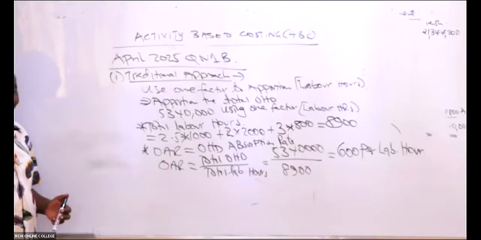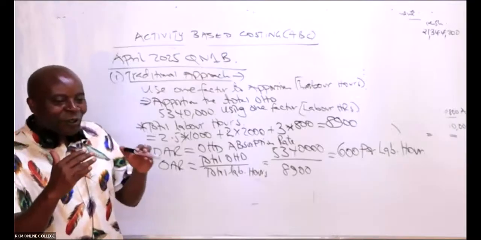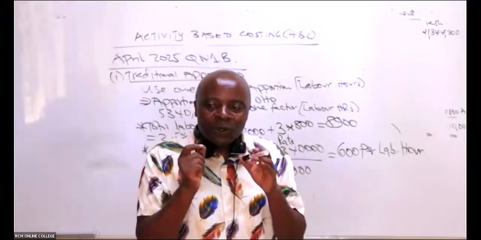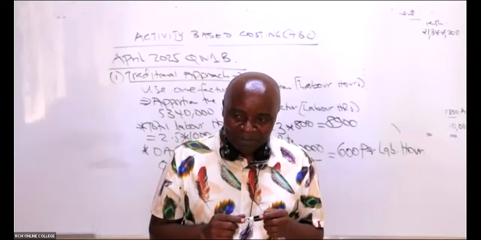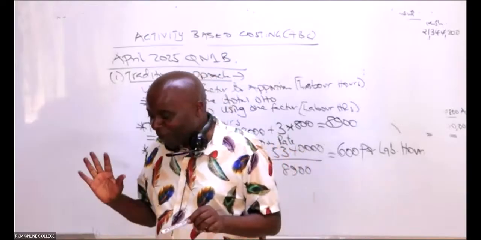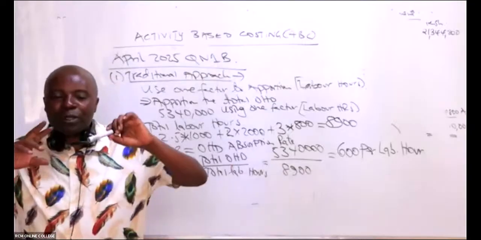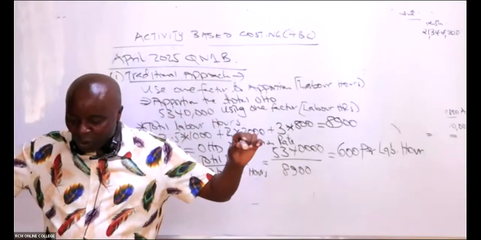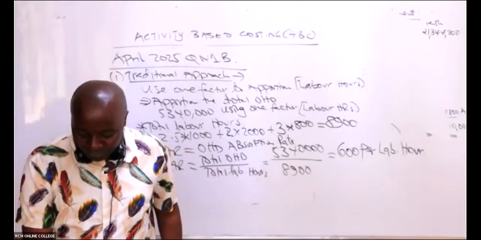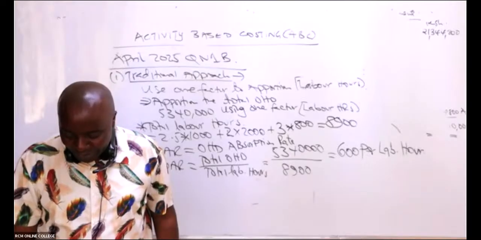Now, please go and read the question. What does this examiner want? Does he want us to provide a total cost statement or a unit cost statement? It's a unit cost statement, eh? The online students haven't yet answered me. Does he want us to give the total for all the units or just for one unit? Unit, right?